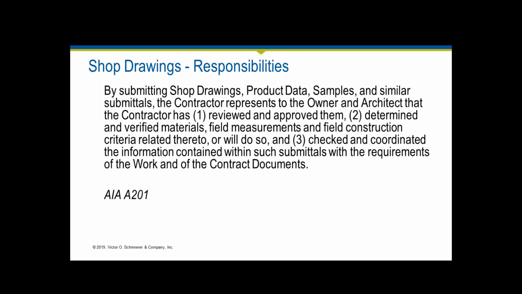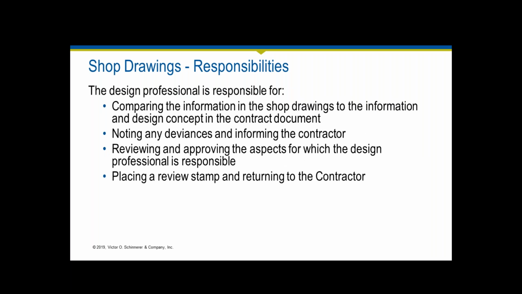And this is from the AIA A201. This is the general conditions that the contractor has. And as you can see, they are representing to you and the owner that they have reviewed and approved the shop drawings, determined and verified materials, field measurements, and field construction criteria, and checked and coordinated the information contained within such submittals with the requirements of the work and the contract documents. All of that is still the contractor's responsibility. It's not the design firm's responsibility to do that. Your job is to check that what they are submitting is indeed compatible with the design concept as expressed in the construction contract documents.